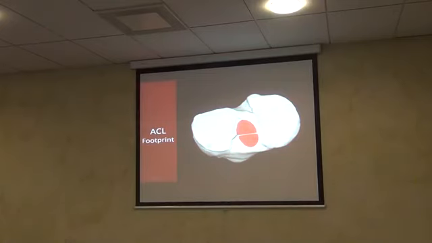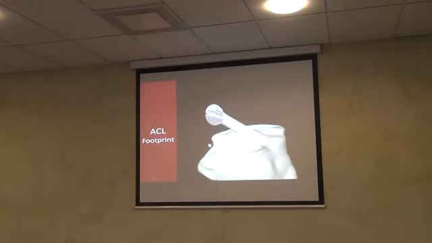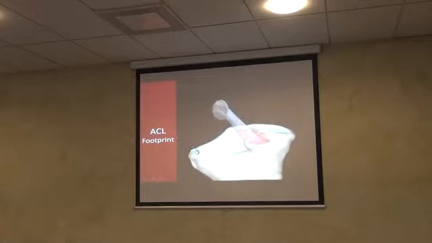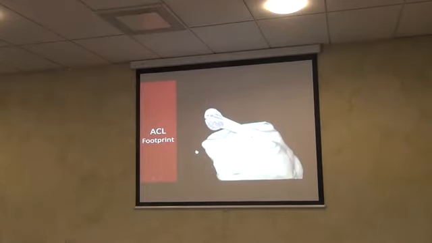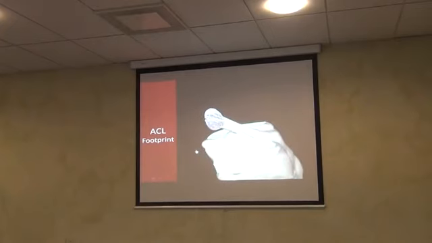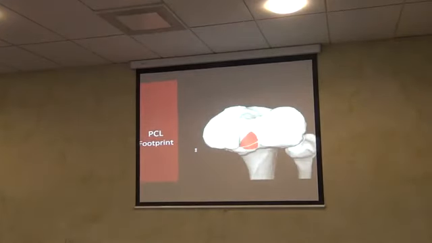This is the footprint of the anterior cruciate ligament on the tibia. This is the footprint of the posterior cruciate ligament.